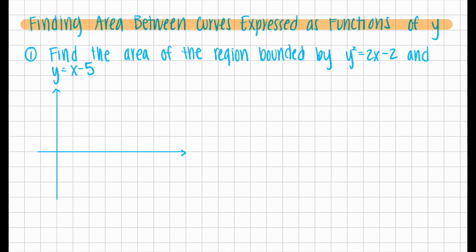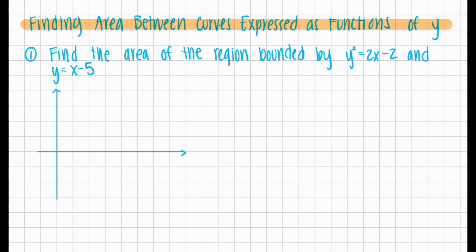In this video, we're going to be finding area between curves expressed as functions of y. So we're just going to do two examples, starting with this first one. It says find the area of the region bounded by y squared equals 2x minus 2 and y equals x minus 5. So first thing we need to do is graph so that we get an idea of what the region looks like.